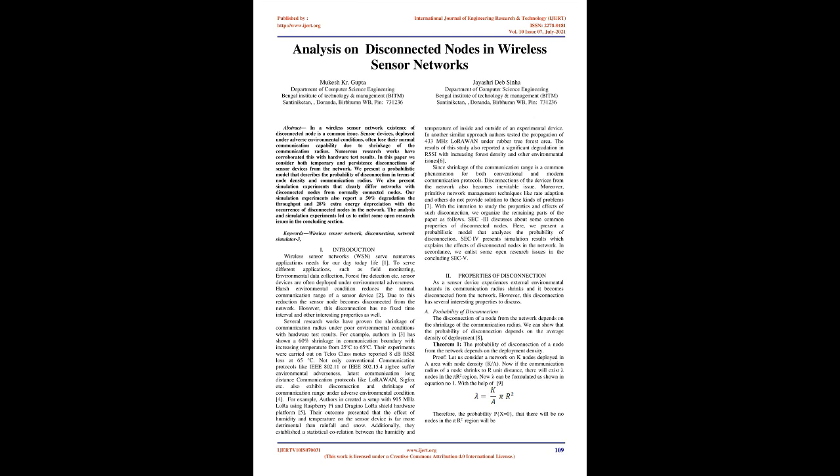In this paper, we consider both temporary and persistent disconnections of sensor devices from the network. We present a probabilistic model that describes the probability of disconnection in terms of node density and communication radius. We also present simulation experiments that clearly distinguish networks with disconnected nodes from normally connected networks.